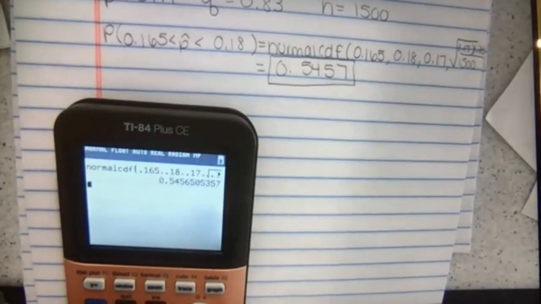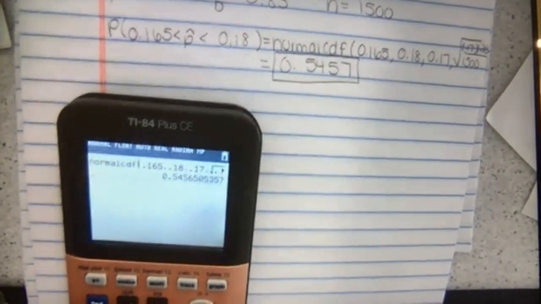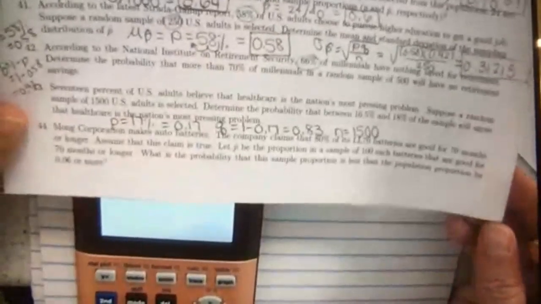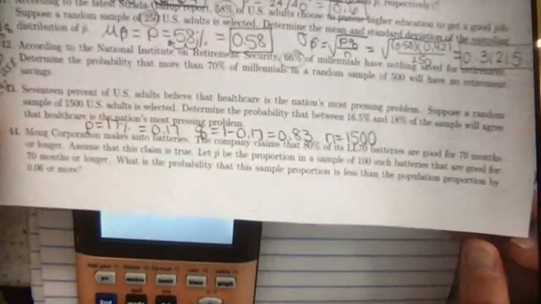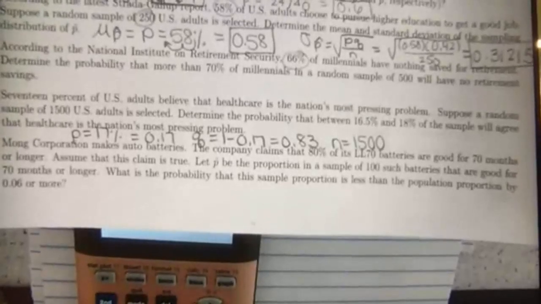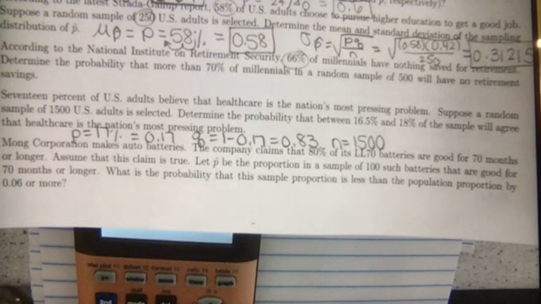My hand's barely making it. Number 44. Mong Corporation makes auto batteries. The company claims that 80% of its LL70 batteries are good for 70 months or longer. Assume this claim is true. Let P hat be the proportion in a sample of 100 such batteries that are good for 70 months or longer. What is the probability the sample proportion is less than the population proportion by 0.06 or more? I saved the best for last, I feel like.